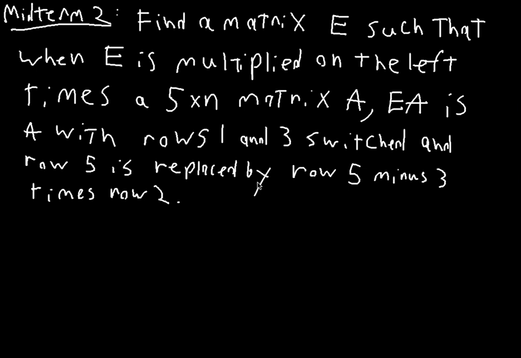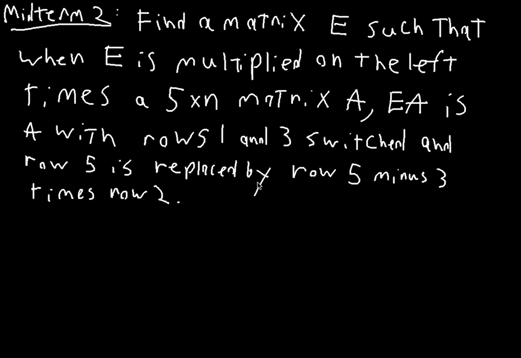matrix E, so that when E is multiplied on the left by a 5 by n matrix A, the resulting matrix is the same as if we had taken that matrix A and swapped row 1 and row 3, and also replaced row 5 by row 5 minus 3 times row 2. Now, if you can't come up with such a matrix off the top of your head, we can break this up into a couple different parts.